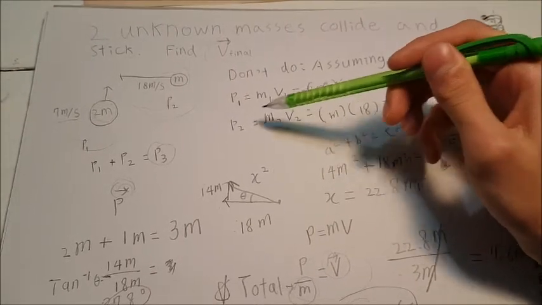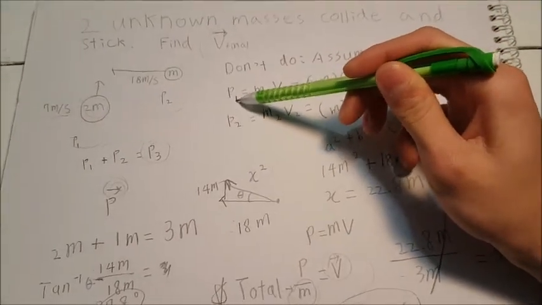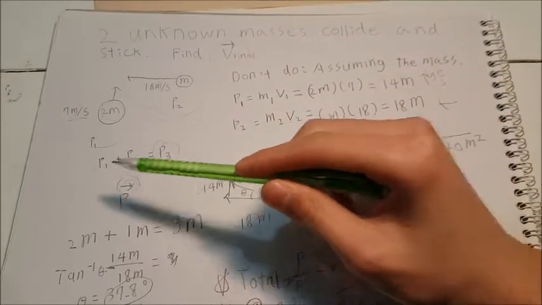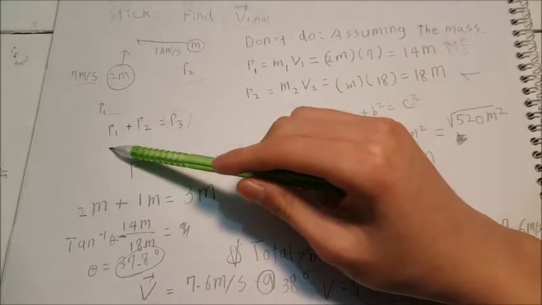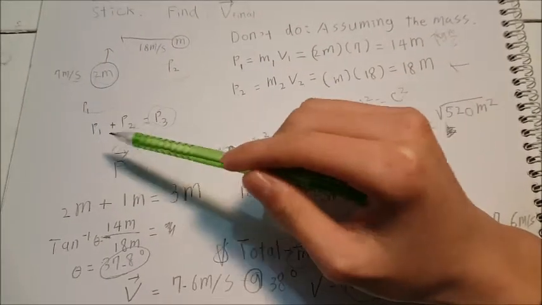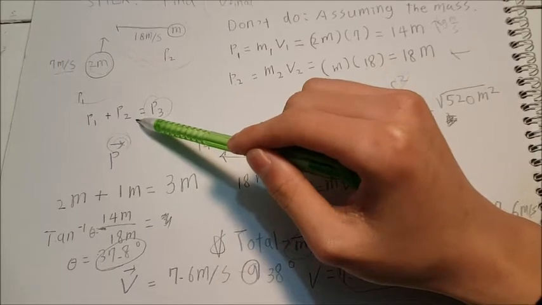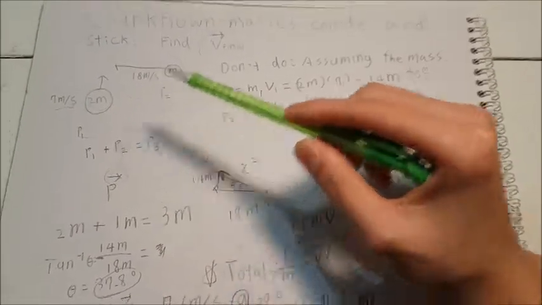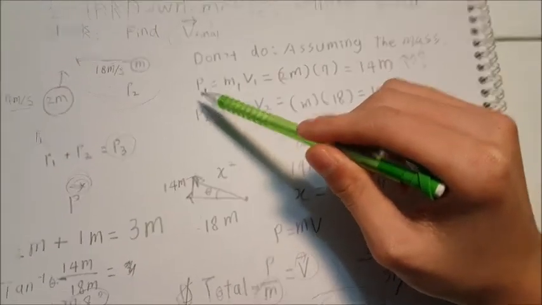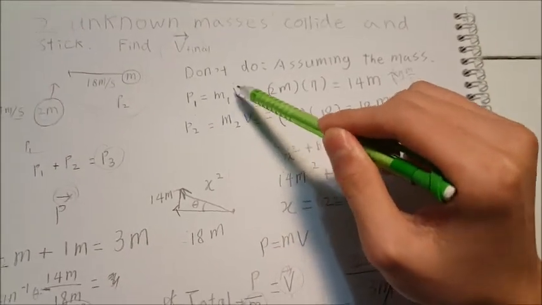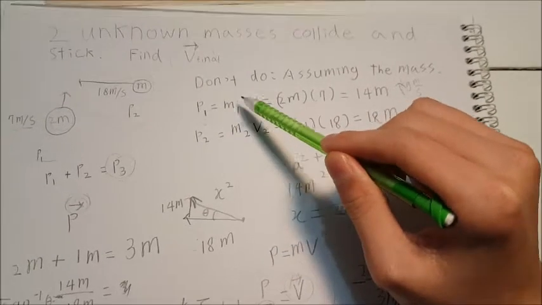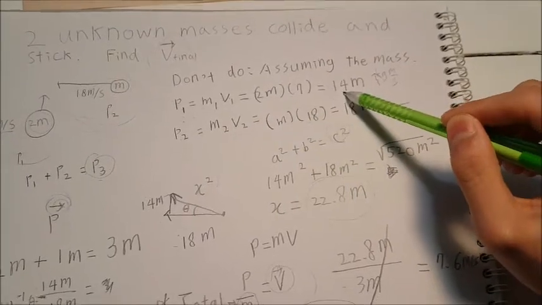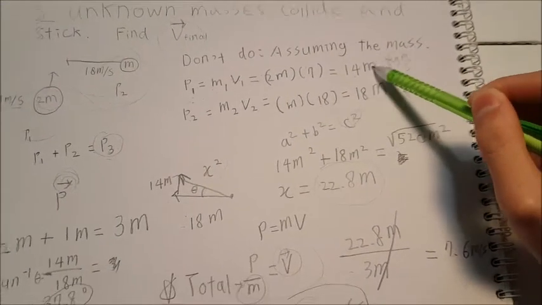So the first thing we're going to do is try to find the momentum of the first and second objects. Because, as I told you previously, we know that P1 plus P2 equals P3. So one momentum and the other momentum, when they collide and stick together, will make up one momentum. So here you do basic PMV. So momentum equals mass times speed. So you get 14 kilogram meters per second, m, right?